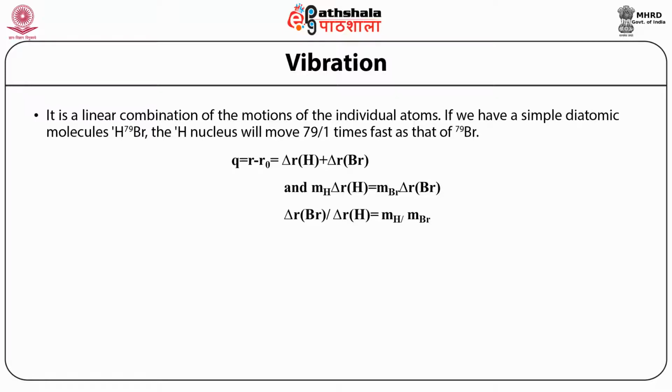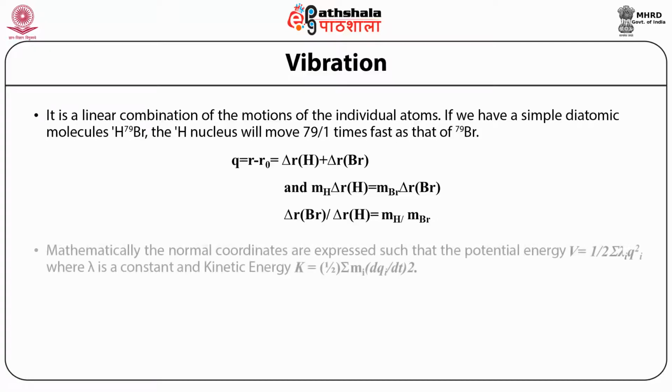Taking the ratio, delta R_Br upon delta R_H is equal to M_H by M_Br, that is, mass of hydrogen upon mass of bromine. Mathematically, the normal coordinates are expressed such that the potential energy V is equal to 1 by 2 sigma lambda_i Q_i square, where lambda is a constant, and kinetic energy K is equal to half sigma M_i (dQ_i upon dt) square.